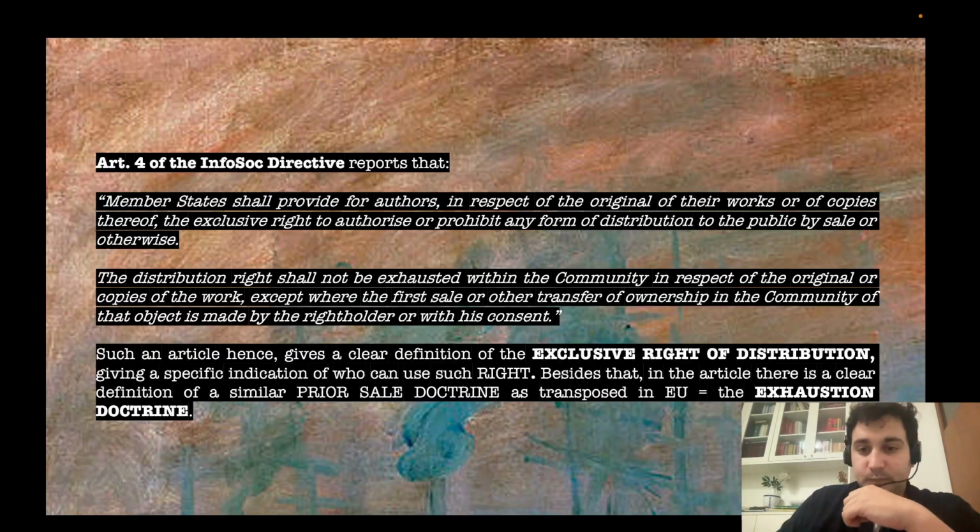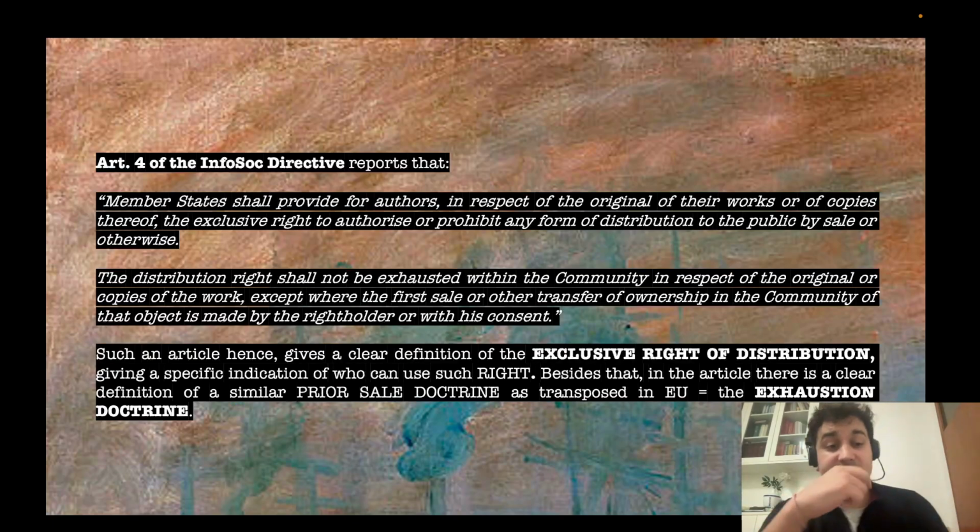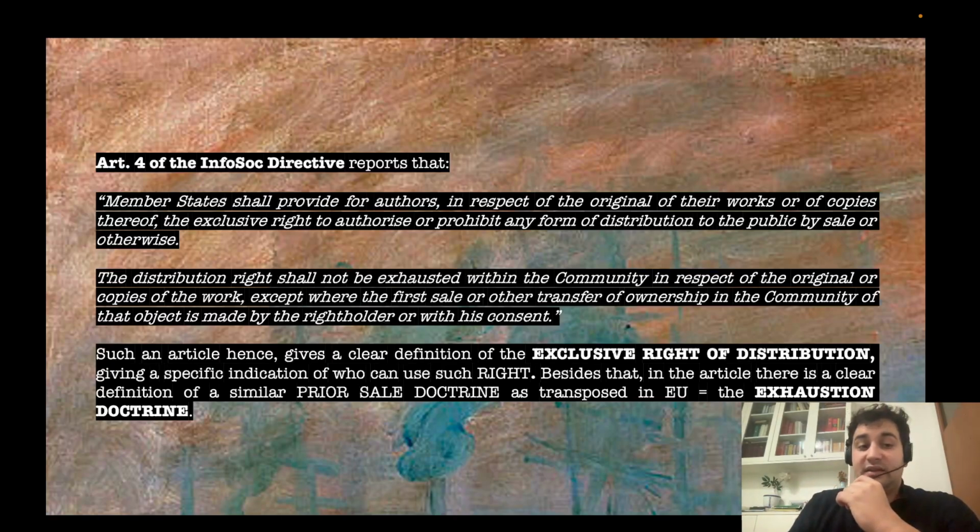Then we're going to see Article 4 of the Information Society Directive. That is actually the exclusive right of distribution, which, as we say, gives the exclusive right to the copyright holder to distribute or not distribute something. So to accept or not accept the distribution of this work. And even in the EU, there is the mention in Article 4, Section 2, of the exhaustion doctrine.